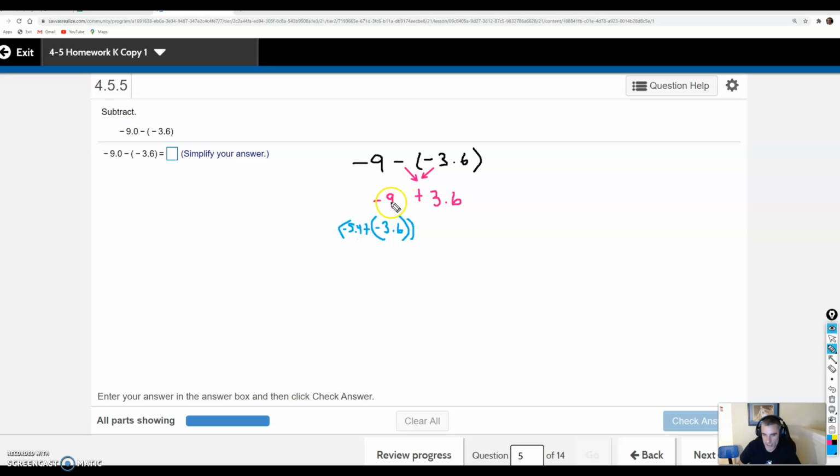So what I did is I went to the cashier at a store and I said, hey, can you take this -$9 bill and give me a -3.6 and a -5.4 instead, right? And if I add these two together, they're worth the same as this. And the whole reason I did that was because -3.6 and +3.6 are additive inverses.